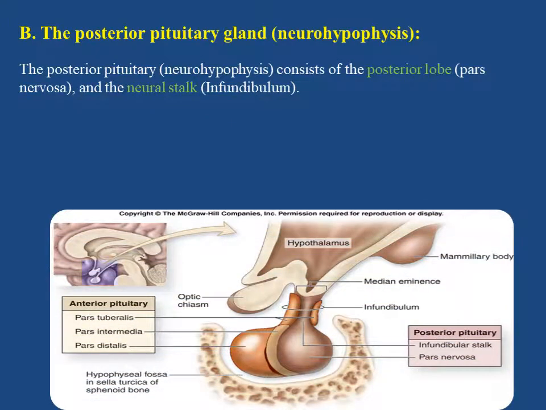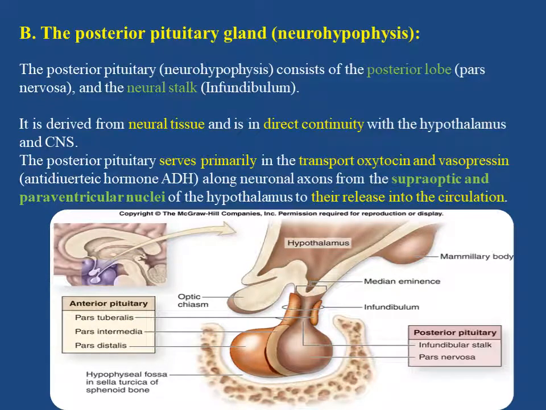The posterior pituitary gland, or the neurohypophysis, is named from its neural tissue, directly continuous with the hypothalamus and the CNS. It consists of the posterior lobe, or the pars nervosa, and the neural stalk, or the infundibulum. It serves primarily in the transport of oxytocin and vasopressin, or ADH, the antidiuretic hormone, along the neuronal axons from the supraoptic and paraventricular nuclei for release into the circulation.